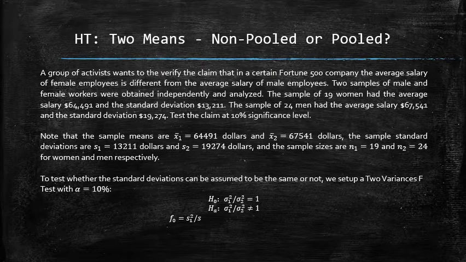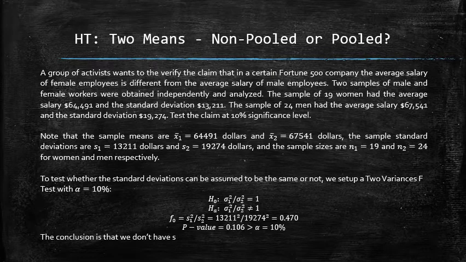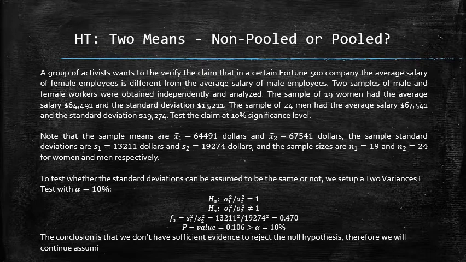Next, we compute the test statistic using the formula, and we find it to be 0.47. We use technology to find the p-value and then compare it with the given significance level alpha. Since p-value is greater than alpha, we do not reject the null hypothesis. The conclusion is that we don't have sufficient evidence to reject the null hypothesis, and therefore we will continue assuming that the variances are the same and proceed with the t-pooled procedure.